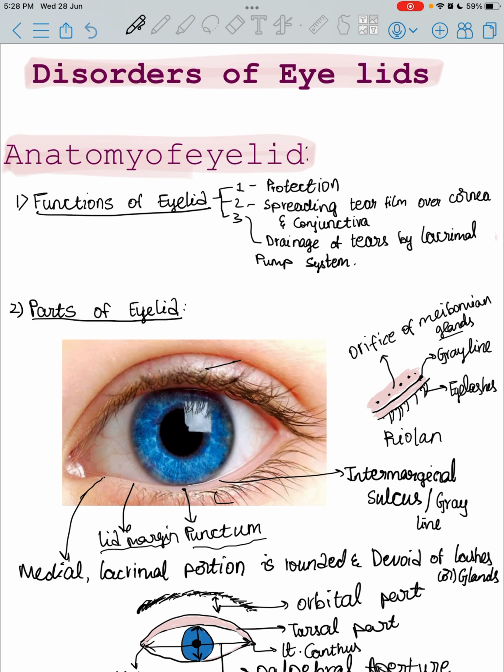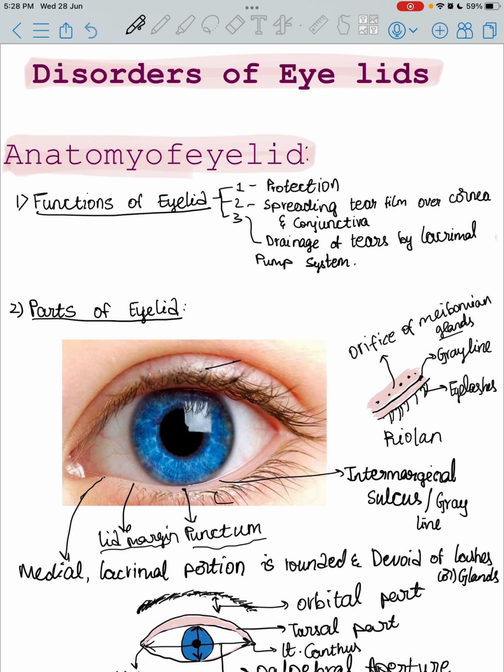The eyelid has three functions. The first one is that it acts as a shutter and protects the eyes from injuries and excessive light. The second function is that it spreads the tear film over the cornea and conjunctiva. And the third function of the eyelid is that it drains tears by the lacrimal pump system.